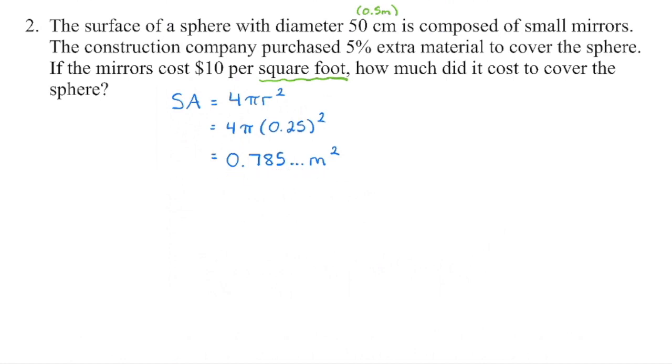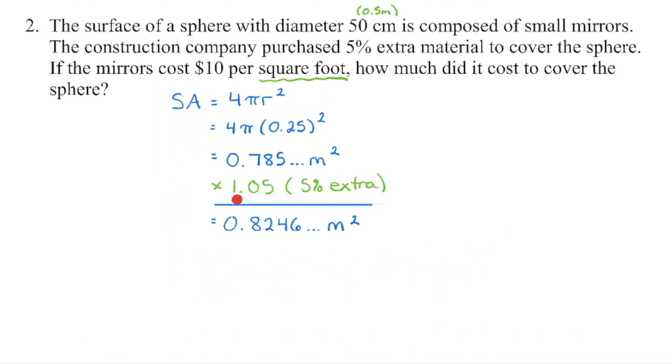Now, it also says that we're going to purchase 5% extra of the material, because sometimes when you're cutting or if something happens, you always want to have a little bit extra. So what we're going to do is multiply by 1.05. We're changing that 5% into a decimal, and then when we multiply by 1, that preserves the original amount, and then we're also including that 5% extra. So again, we're working in square meters. This is how many square meters we have around that sphere.